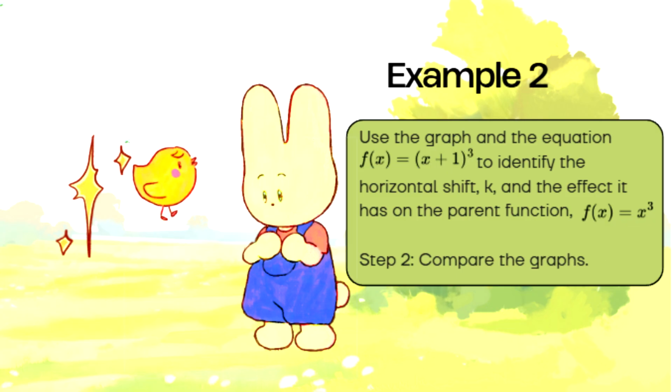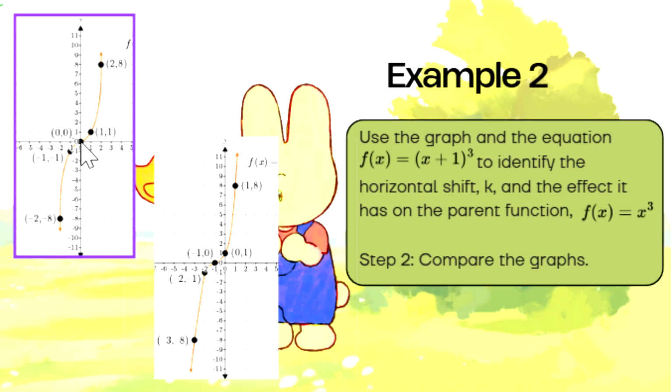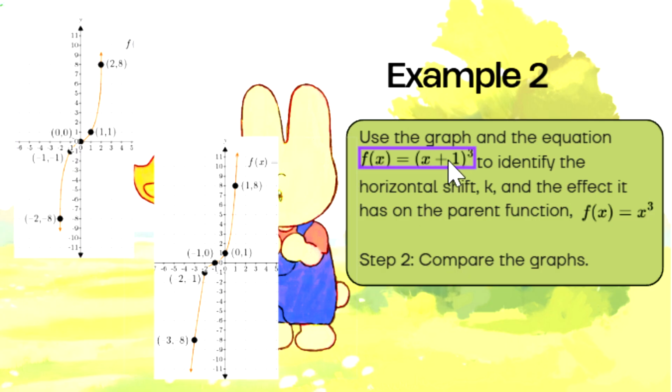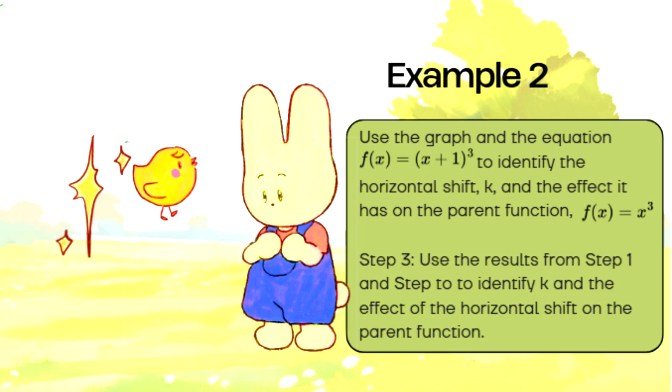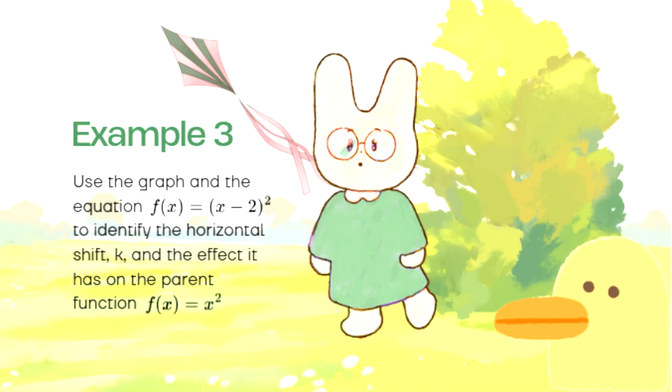Now we're going to look at the graphs. Looking at these graphs, you can see the parent function crosses through the origin right there, and that the translated graph has moved left 1, which is exactly what we should see, the opposite. So it's left, minus 1. And we already did step 3. We already figured out what the value of k was and what it did to the graph.